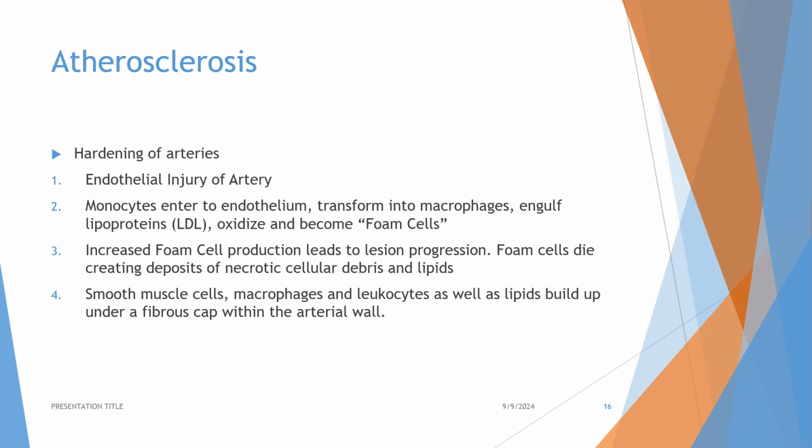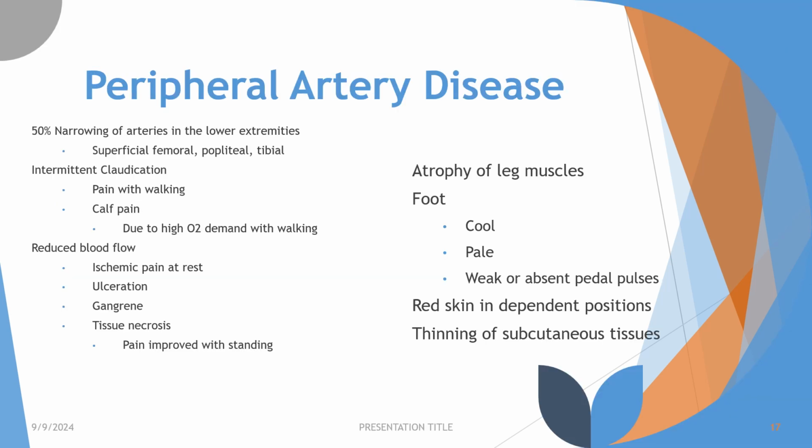So our peripheral arterial disease, again, back to atherosclerosis, right? So we have an endothelial injury of an artery. Myocytes enter the endothelium, transform into macrophages. They're going to eat our LDL, oxidize and become these fat foamy cells. Our foamy cells are unable to exit the tunica intima underneath that endothelial layer. And they're going to die and become necrotic. And as they become necrotic, they are going to become calcified. And now we have this big hardening of our arteries.